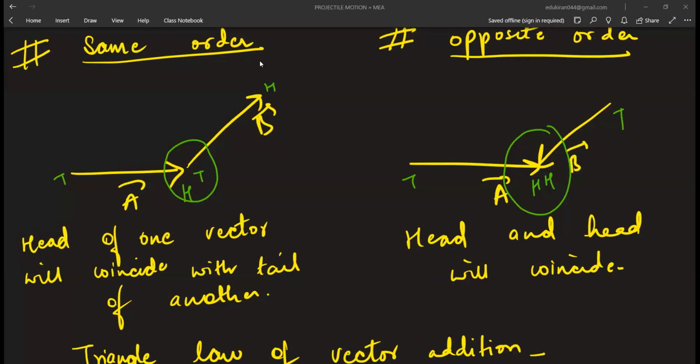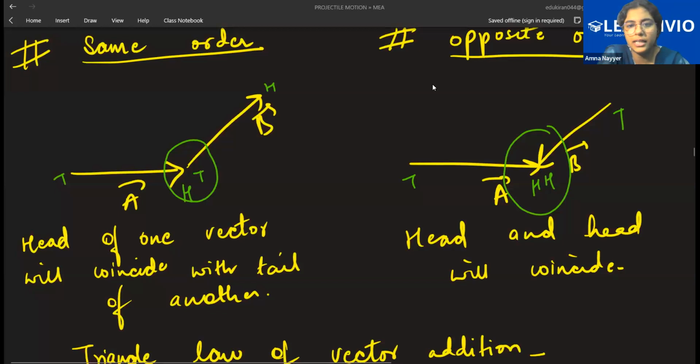See class, what is this triangle law of vector addition? So basically in triangle law of vector addition, other students also please open the cameras. Only Alina has followed the instruction.